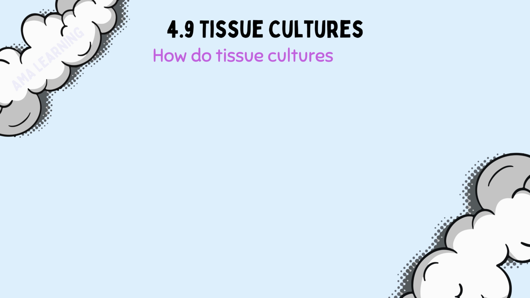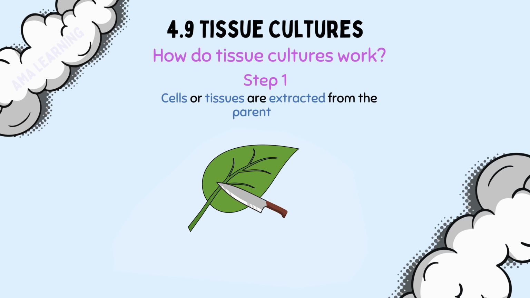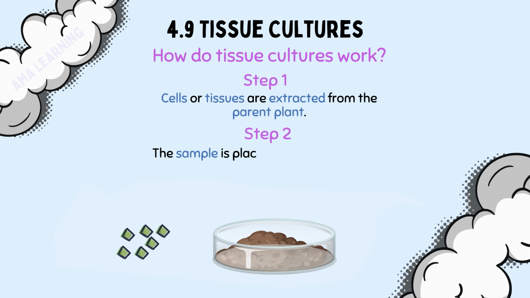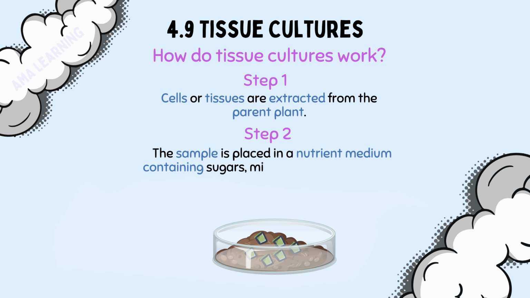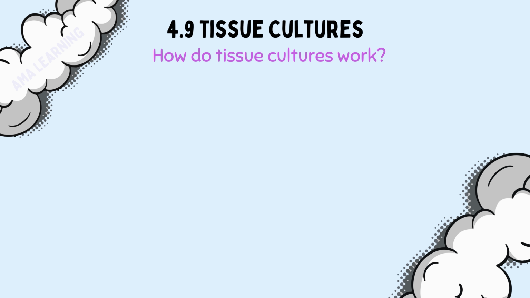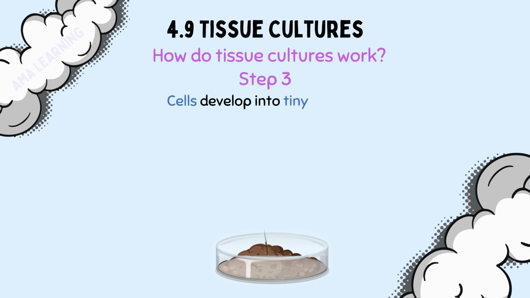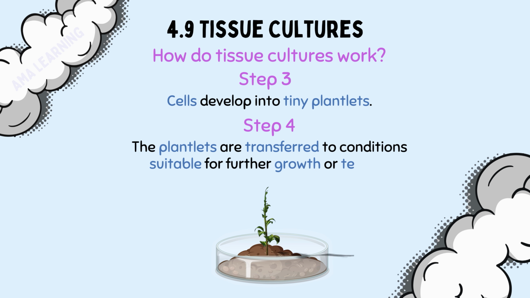How does it work? Step 1. Cells or tissues are extracted from the parent plant. Step 2. The sample is placed in a nutrient medium containing sugars, minerals and hormones to promote growth. Step 3. Cells develop into tiny plantlets. Step 4. The plantlets are transferred to conditions suitable for further growth or testing. For example, they are grown in compost.